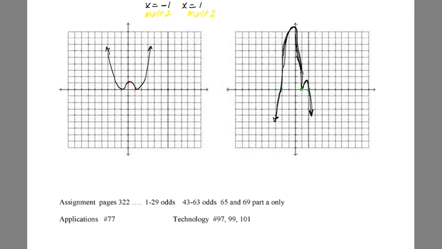So here's the assignment for 3.2. Some problems from the book. Work on the course compass stuff, but always go back and look at the applications and the technology. And now that you've gotten a little more practice with your calculator, go back and look at the technology problems.